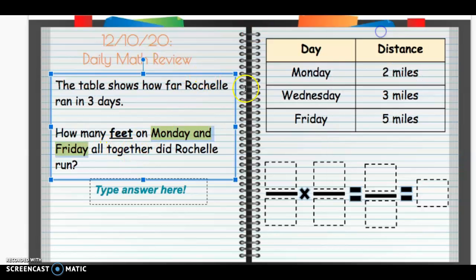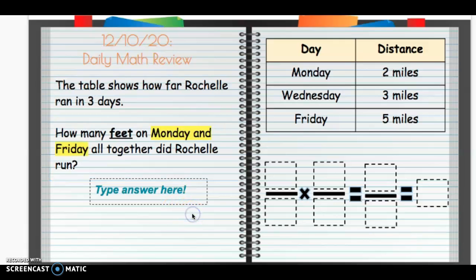All right, so I need to figure out what I know. I need to figure out how far she ran first on Monday and Friday. So Monday, she did 2 miles, and Friday, she did 5 miles. So we have to figure it out together. So 5 plus 2, 5, 6, 7. So she did 7 miles. That's what we know.